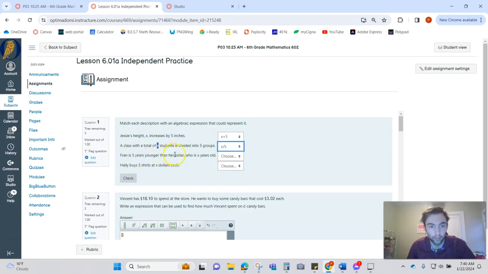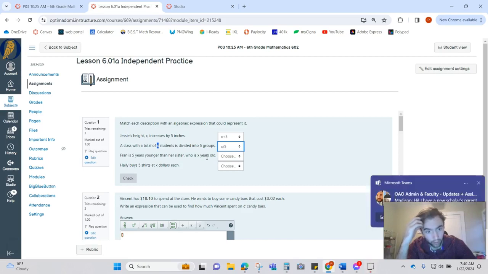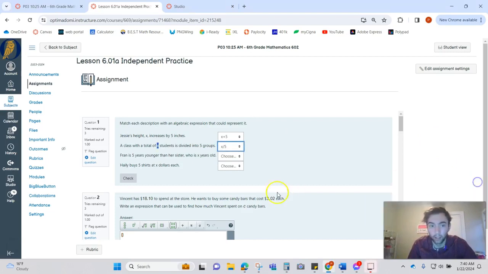Fran is 5 years younger than her sister, who is x years old. I don't know how old her sister is, but if Fran's sister is 20, how old is Fran? Fran is 5 years younger, so if Fran's sister's 20, that means Fran's 15, right? How did I figure that out? Oh, I did sister minus 5. So x, that mystery number I put in, minus 5. X minus 5.